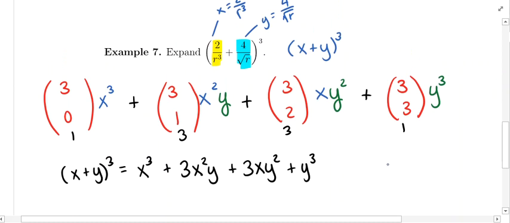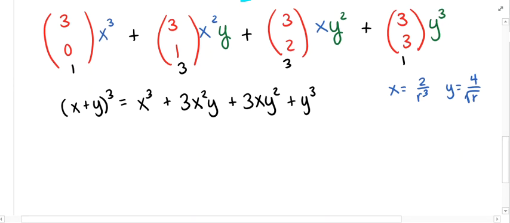So we're going to have to go to our expansion and make these substitutions. Let me write this here. Everywhere we see an x, we're going to replace it with 2 over r cubed. And everywhere we see a y, we're going to replace it with 4 over the square root of r. So here we go. Instead of x cubed, we're going to have 2 over r cubed, that's the x value, and we have to cube that.